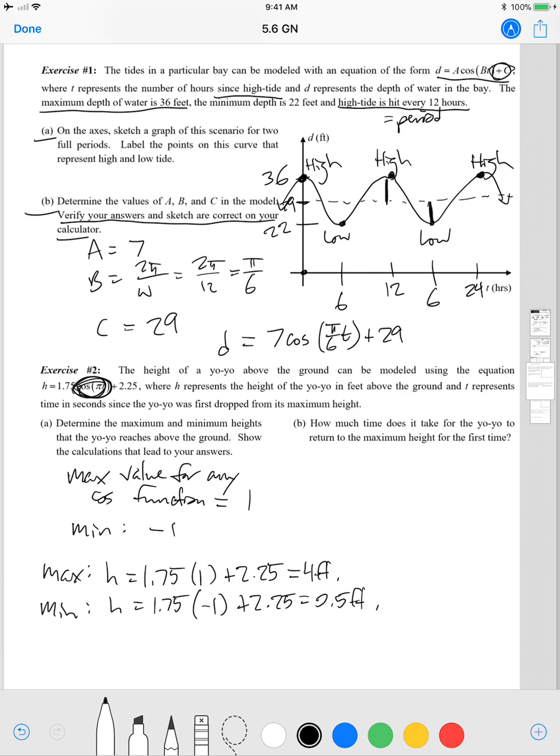And then for b, how much time does it take for the yo-yo to return to the maximum height for the first time? I'm starting at its maximum height, right? I'm holding it in my hand, and then I drop it, and then it comes back up. That is one full cycle, one full period. So I'm really looking for period. B equals pi. I'm taking that from my equation. So period is 2 pi over pi, which is 2 seconds. They gave me a unit in time, seconds. So the period for this function, for this situation, is 2 seconds.